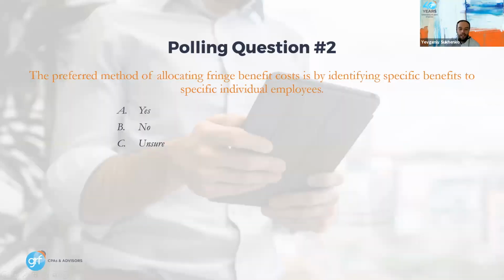Great. Thanks, Paul. Thanks for teeing that up. So our second polling question is: the preferred method of allocating fringe benefit costs is by identifying specific benefits to specific individual employees. Once again, fairly simple responses: A for yes, B for no, and C for unsure.